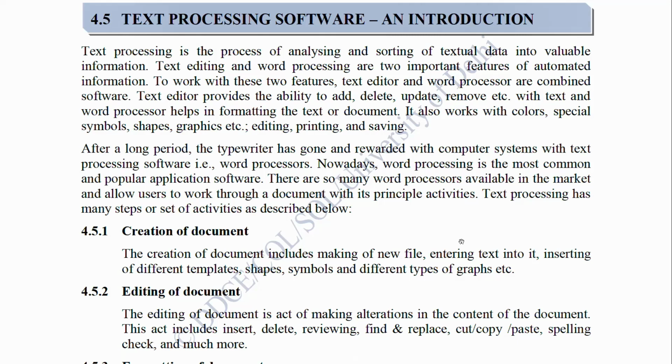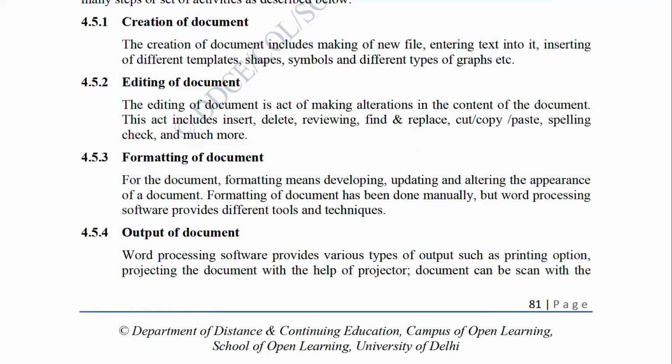There are so many word processors available in the market and they allow users to work through a document with its principal activities. Text processing has many steps or sets of activities as described below. 4.5.1 Creation of document. The creation of a document includes making a new file, entering text into it, inserting different templates, shapes, symbols and different types of graphs, etc.